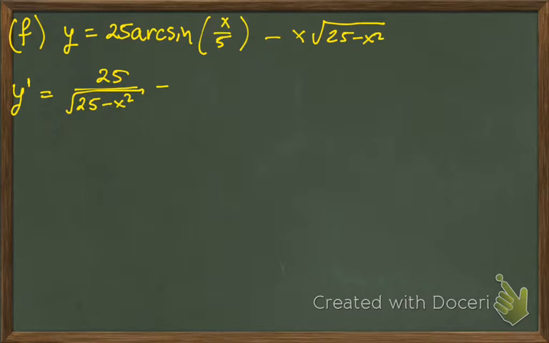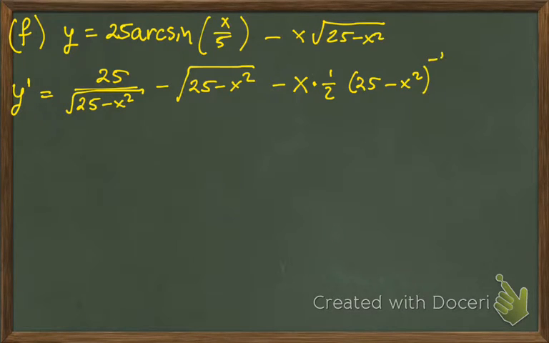Now when we do the derivative of x times the square root of 25 minus x squared, that's going to be a product rule. So the derivative of x is 1, so we just get the square root of 25 minus x squared, and then minus x times the derivative of the square root. The 1/2 power will come down, and then 25 minus x squared to the minus 1/2 power, and then by the chain rule, the derivative of 25 minus x squared is negative 2x.